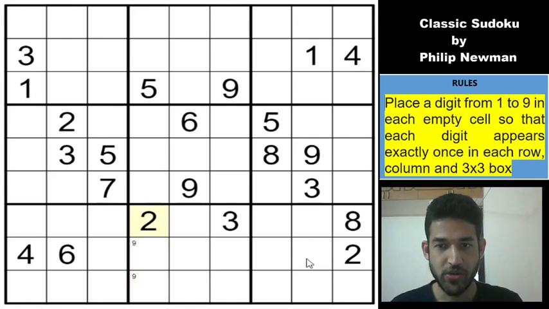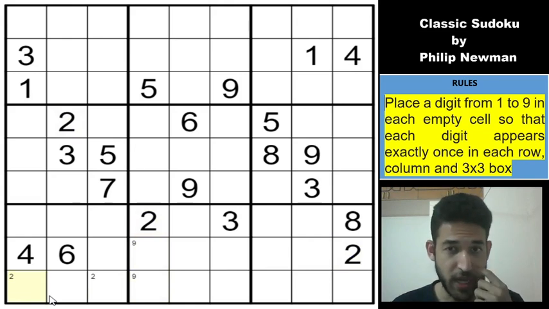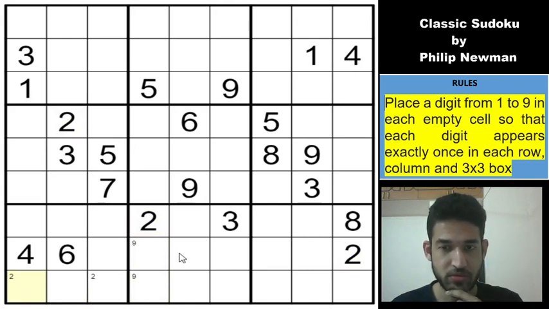Okay, there is a 2 in row 7 and row 8 and a 2 in column 2, which means that these two cells will have a 2. There is a 3 in column 1 and 2 and row 7, which means that these two cells will have a 3. So not much in the way of singles, I think. I don't think you can place a single that easily.